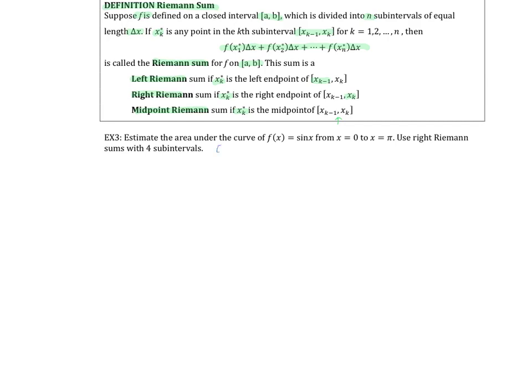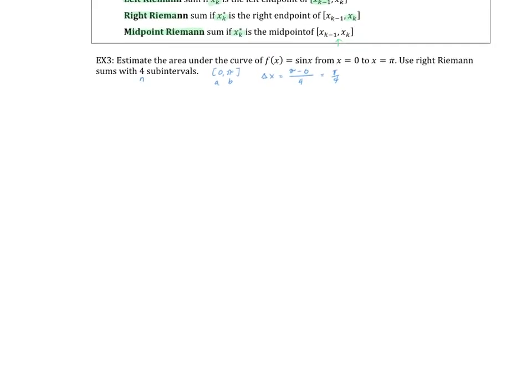All right, so my interval is going from 0 to pi. So here my a is 0, my b is pi. To figure out my delta x, it's going to be b minus a over n, where n is 4 because we're going to partition this into 4 subintervals. So my delta x is pi over 4. And we're going to use the right Riemann sums.